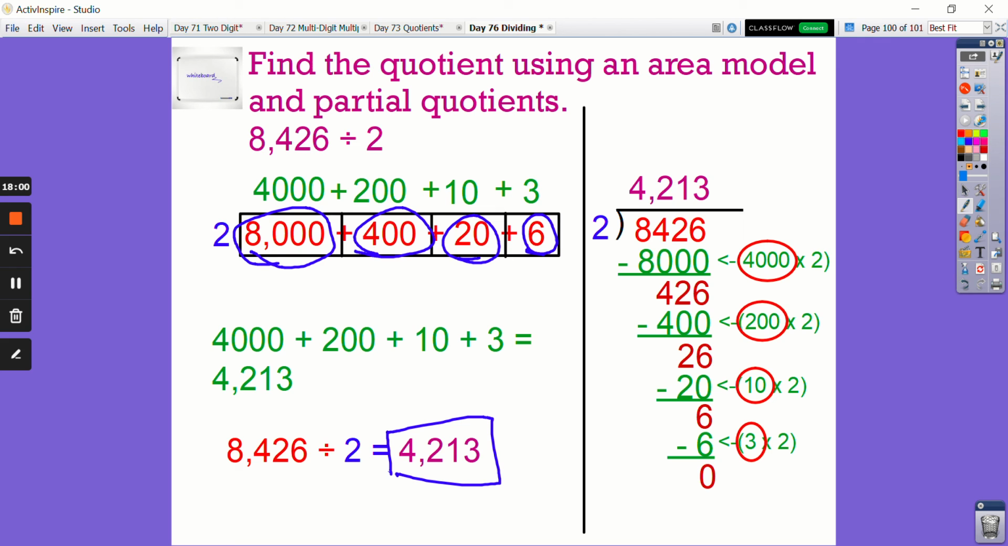All right, guys, that's area model and partial quotients. We'll move on to standard algorithms soon.